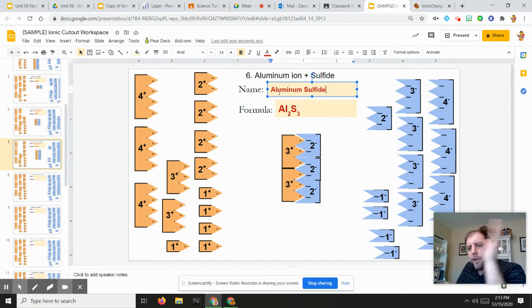Any more aluminums, and they're extra. They can't participate. Any extra sulfur is left over and won't take part in the reaction. The reaction will always be 2 aluminums to every 3 sulfides.